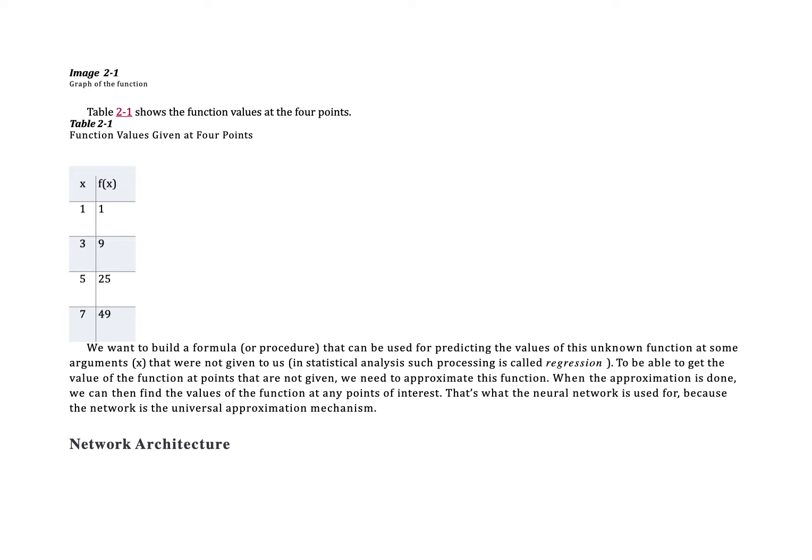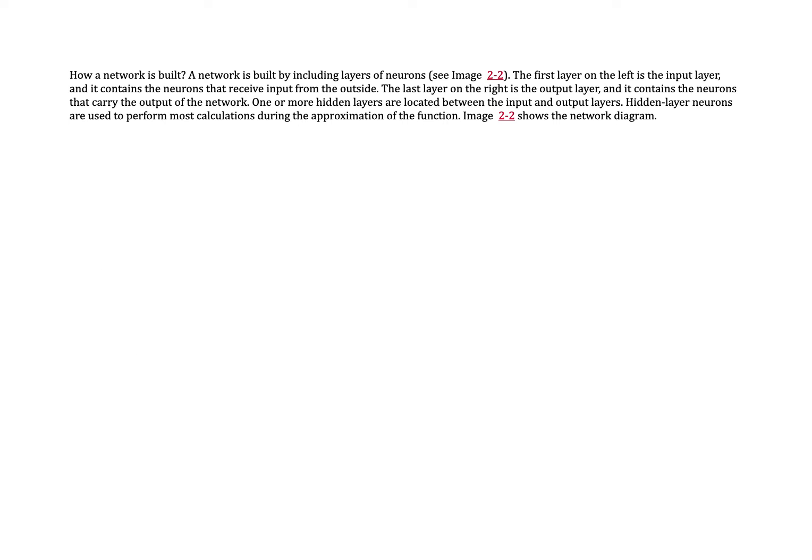Network architecture. How a network is built. A network is built by including layers of neurons. See image 2.2. The first layer on the left is the input layer, and it contains the neurons that receive input from the outside. The last layer on the right is the output layer, and it contains the neurons that carry the output of the network. One or more hidden layers are located between the input and output layers.